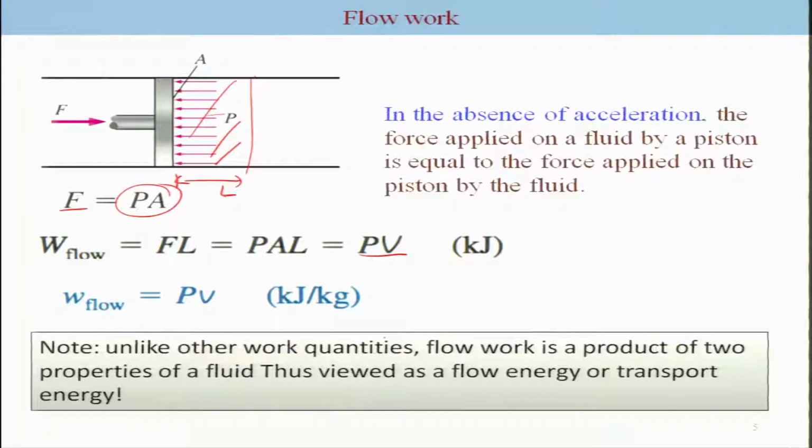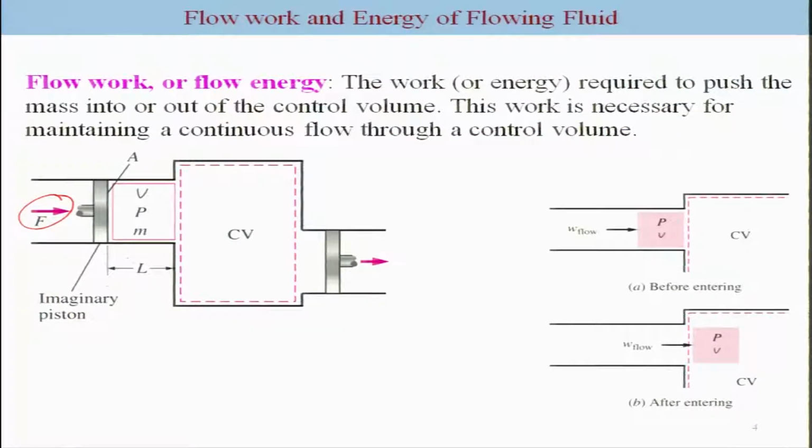Now, in terms of kilojoules, this will be P times specific volume. So, this will be the flow work. Of course, the PV value here and the PV value at the outlet may be different, because that will also depend on the pressure at the outlet and the specific volume at the outlet. So, that means there is some PV work associated with the inlet, and there is also PV work associated with the outlet.